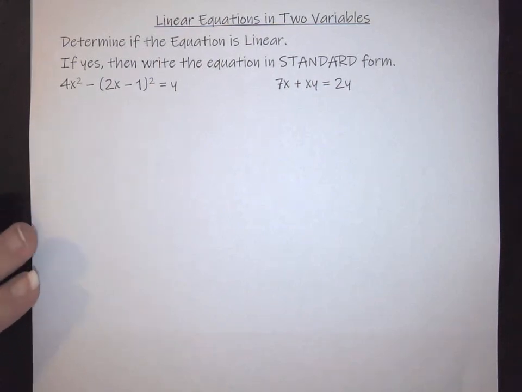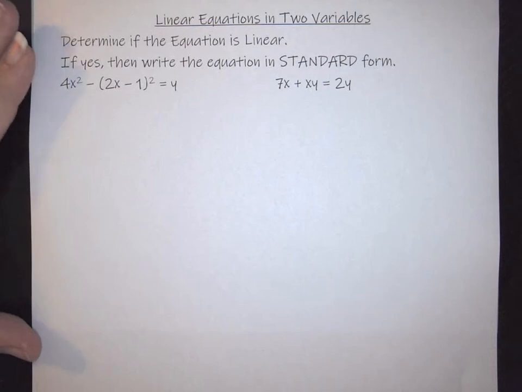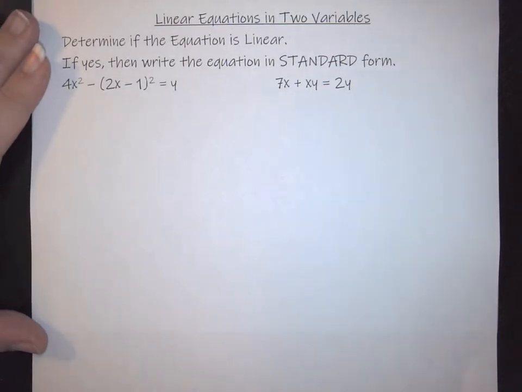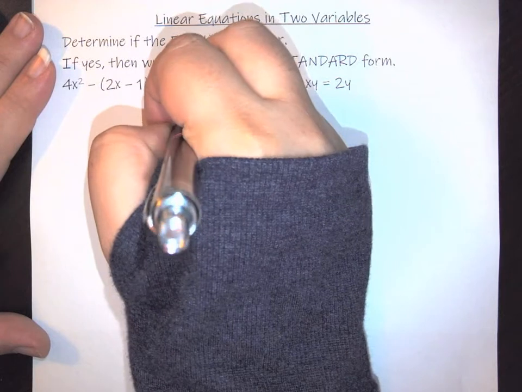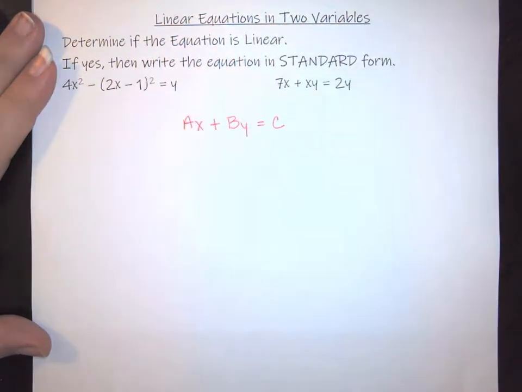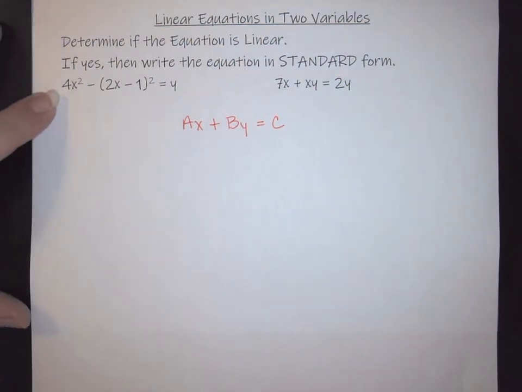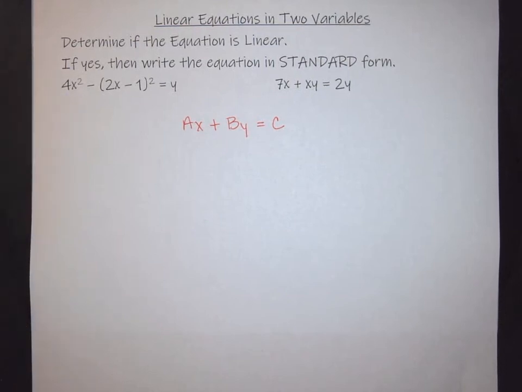Let's do a couple examples here to determine if the equation is linear. If you find that an equation is linear, then you need to write it in standard form. One of the easiest things to do is to start off by trying to manipulate that equation to be standard form. When we talk about standard form, we are talking about ax plus by equals c. So what you want to do is manipulate your equation to see if by chance you could get it into that form.